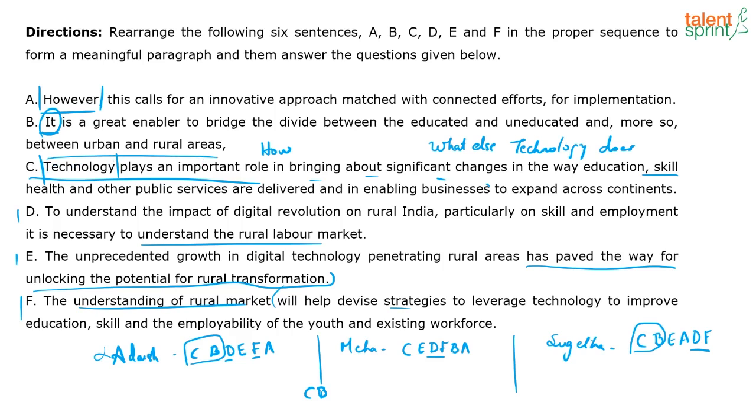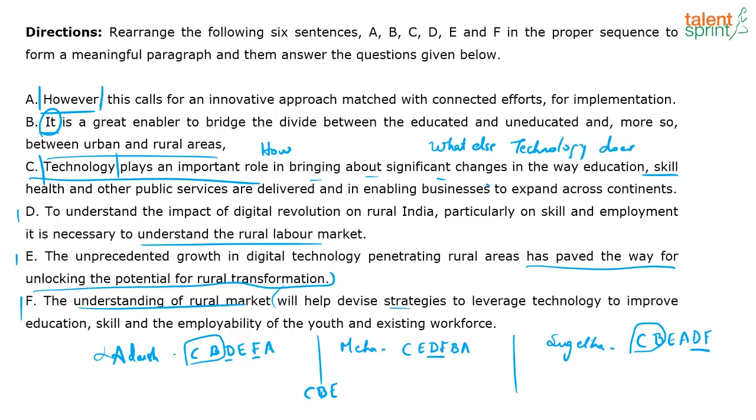Right? How is it bridging that? Again, you can ask a question. How is it bridging the gap between educated and uneducated? Or how is it bridging the gap between urban and rural areas? This is what it's doing. It has paved the way for unlocking the potential for rural transformation. E is answering my question. What else does technology do? E. Now, I am only left with A, D and F.